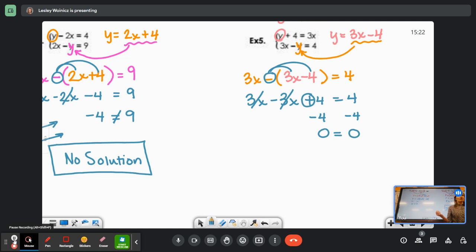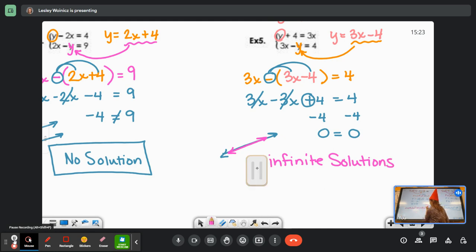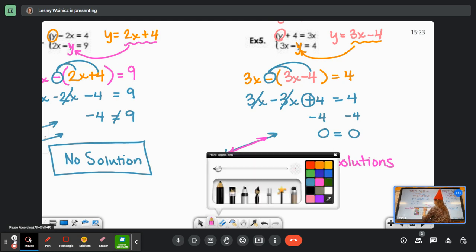Okay, so if this was no solution, what's this one? Infinite solutions. So this is a situation where we have the same line twice. It's overlapping everywhere. So what would it look like if we only had one solution now? They just intersect in one place, like when 2 streets cross.